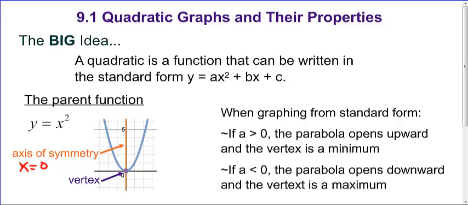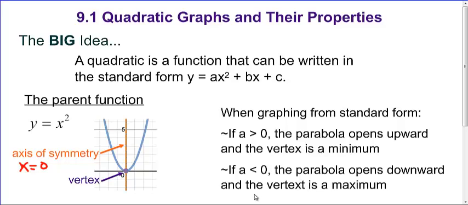When you're graphing from standard form, if you see an a value that's positive, the parabola opens upward, and the vertex would therefore be a minimum, and you can see that example right here. If the a term, the lead coefficient, the x squared portion of it, is negative, then the parabola opens downward, and the vertex would be a maximum.